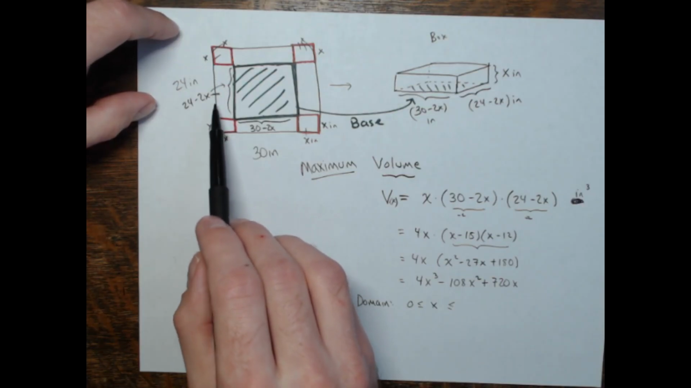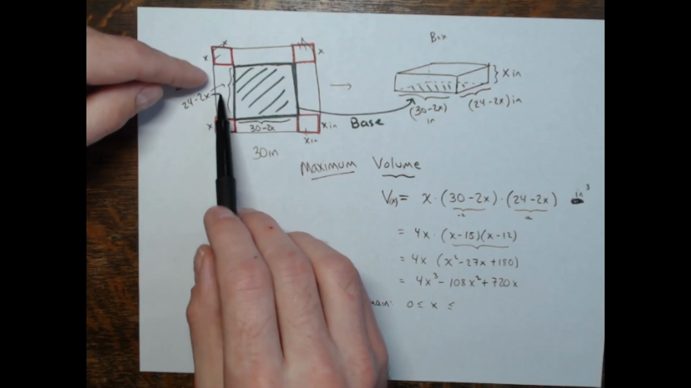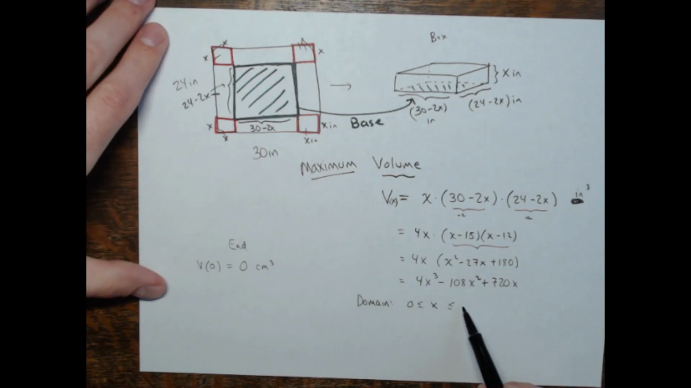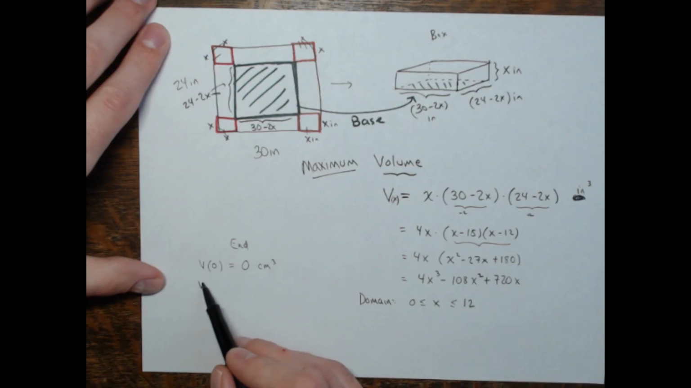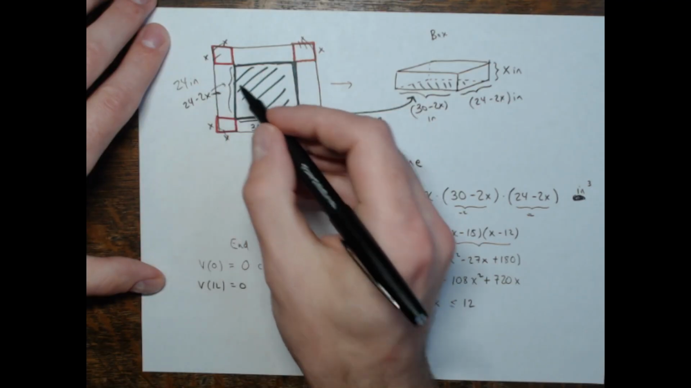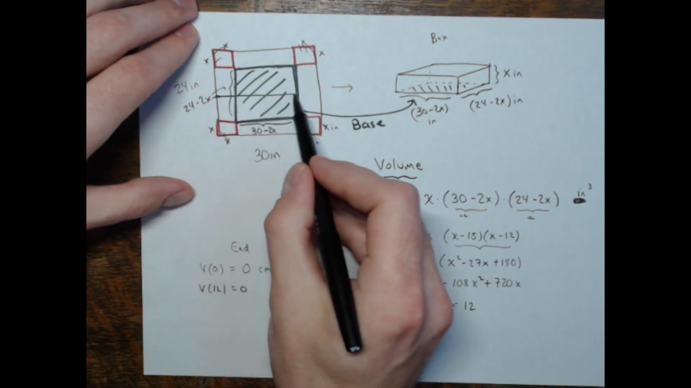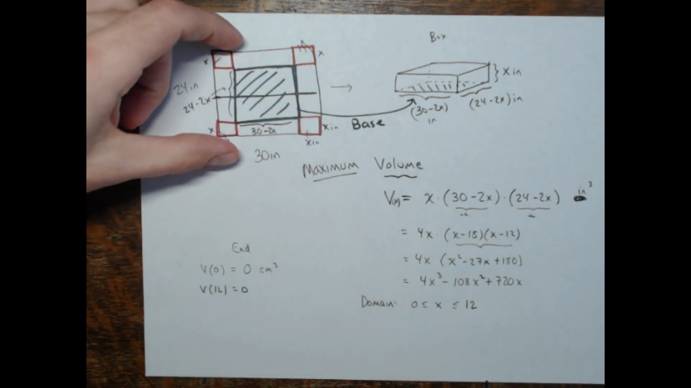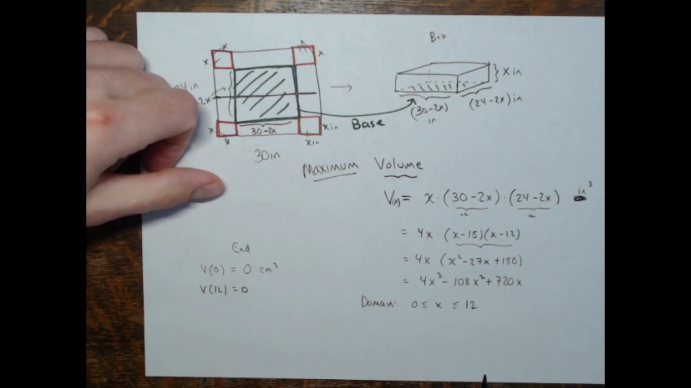If I go more than 12, I'd be cutting more than the 24 inches off of that side. So the max this could possibly be is 12. And you see that the volume at 12 is also 0, right? Because if I were to cut 12 and 12, you'd get this fold here, and then you'd fold it up and there'd still be no box.